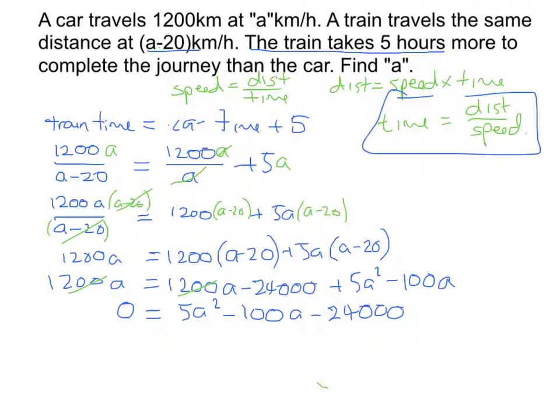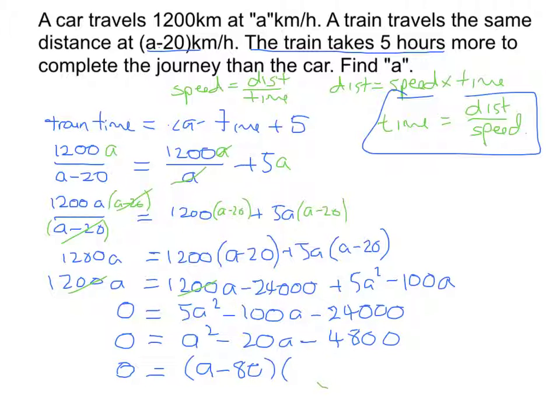And I'll now divide everything by 5. It'll tell us 0 is equal to a squared, take away 20a, take away, off the top of my head, 24,000 divided by 5, it will be 4,800. Then if I factorise the right hand side there, we'll have 0 is equal to a, take away, now 60 times 80 I think will work, so take away 80 and a plus 60. I did work this out before, so it does work.